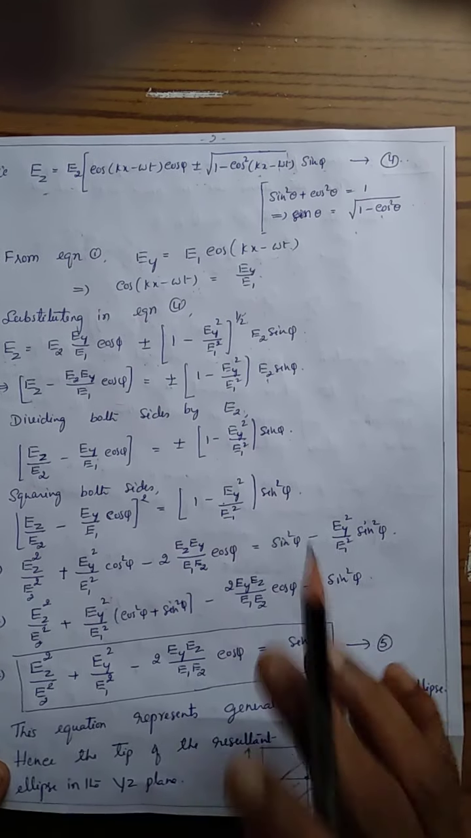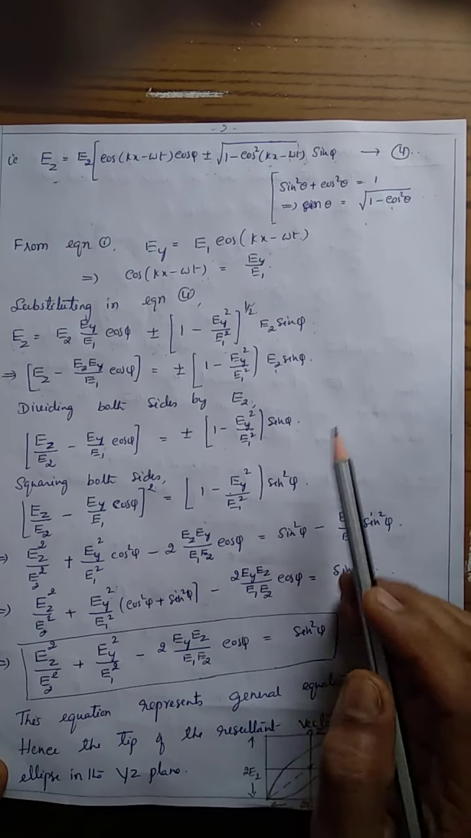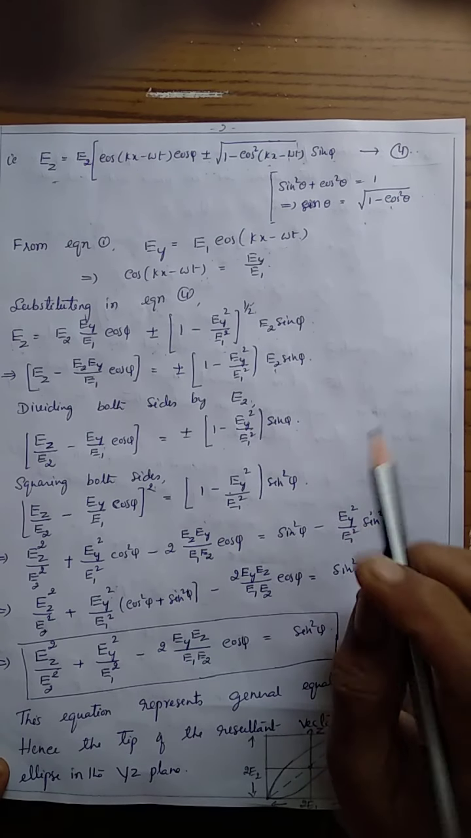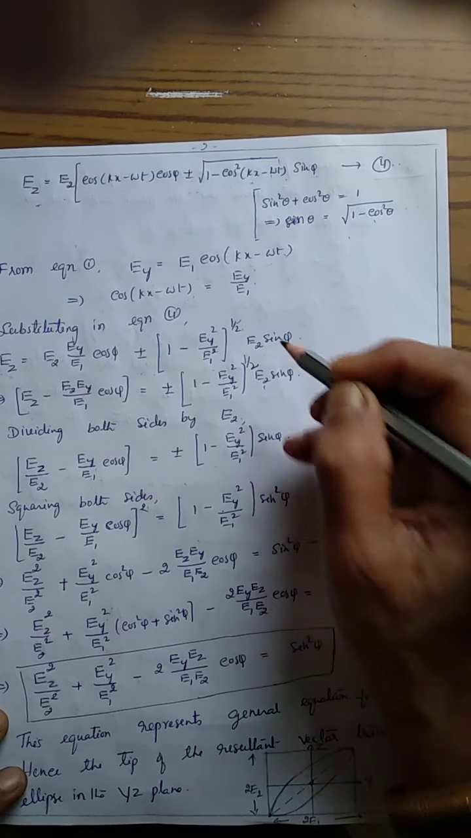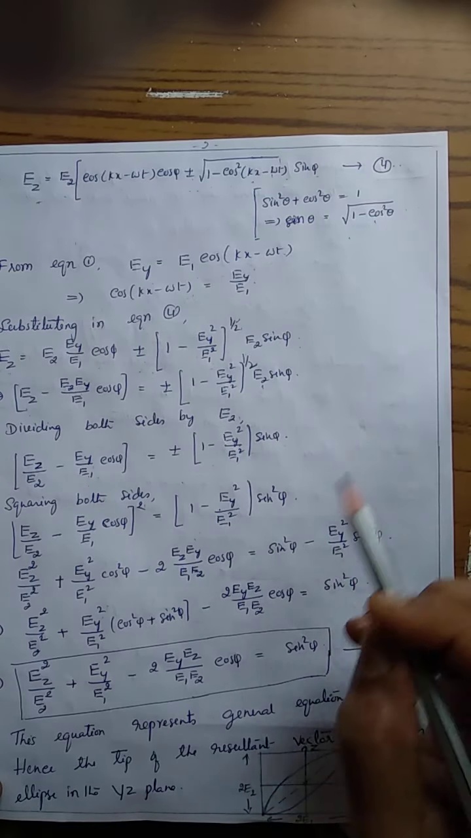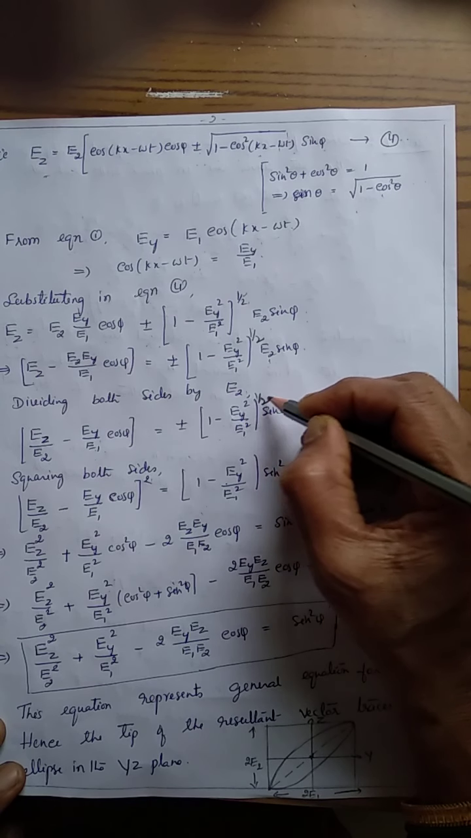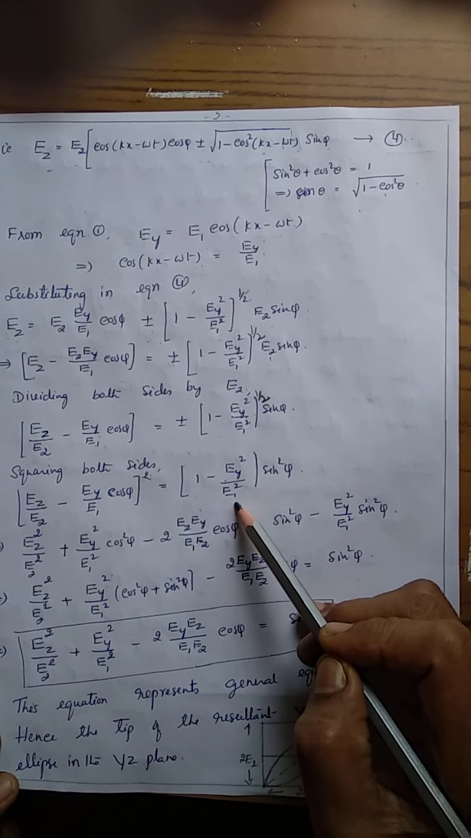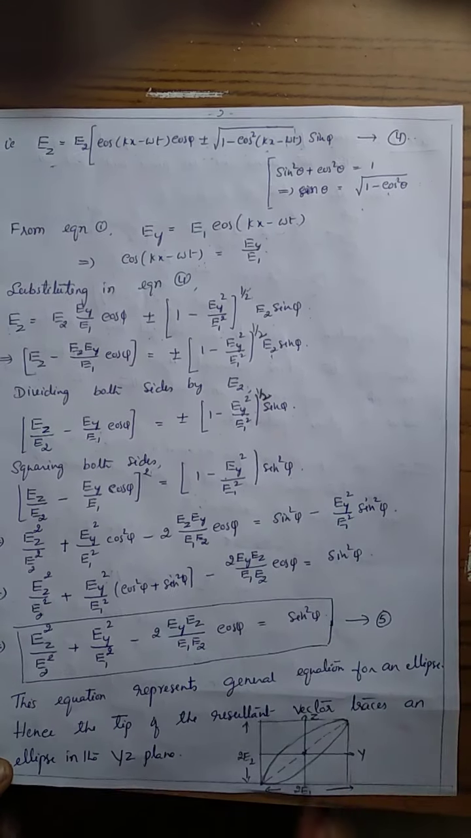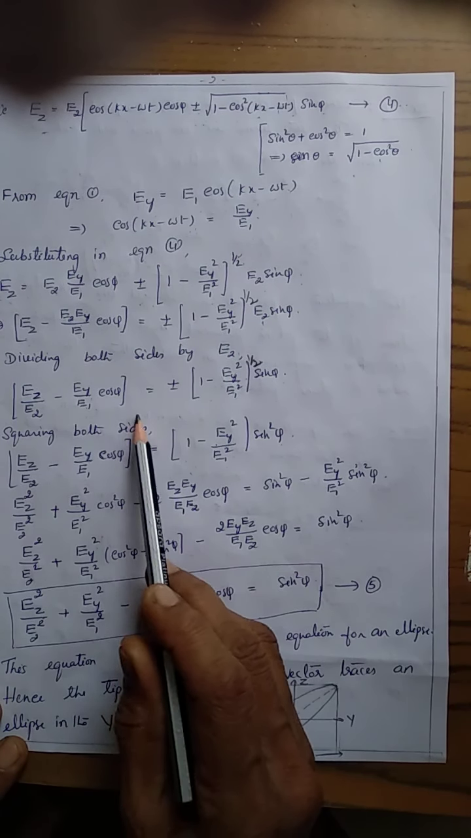Squaring both sides of this relation, the left hand side square is equal to 1 minus this whole term. See here, there is a mistake. This is half, and here is half. So when you square this, the term becomes 1 minus Ey square by E1 square, times sin square phi. Now simplify.